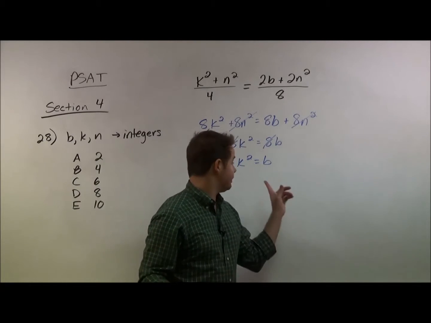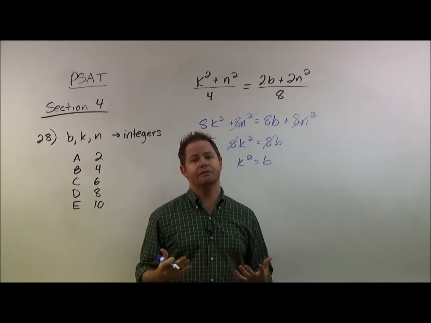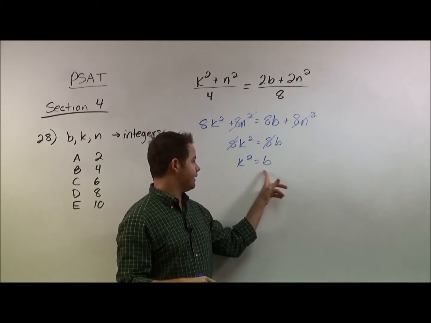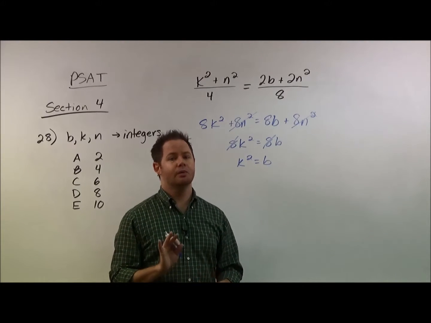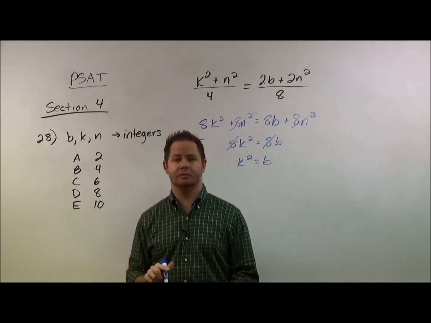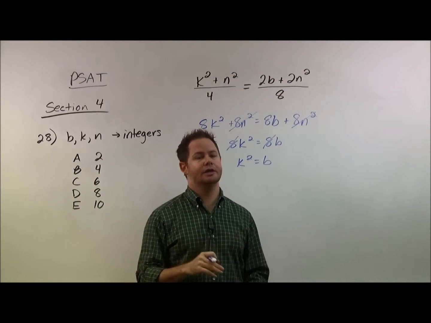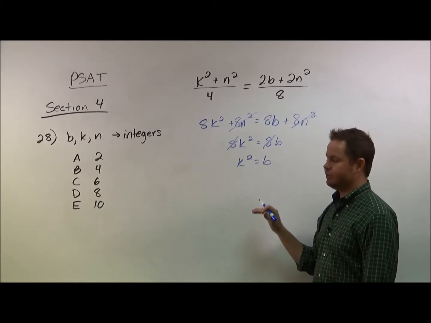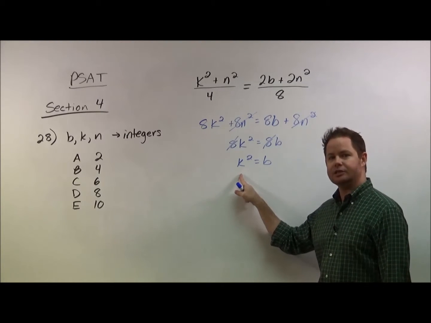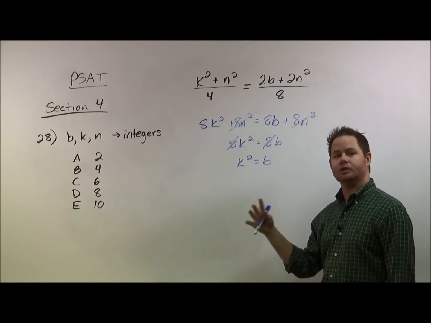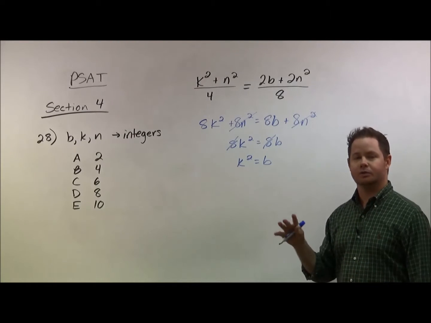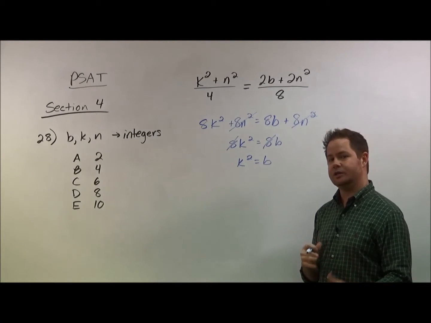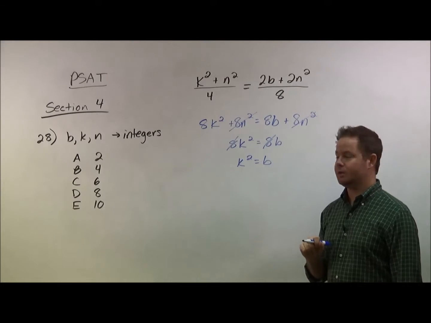Now we have two variables, and we have no way of knowing what the value of either of those variables would be. But we do know, because of what they told us at the beginning, that b, k, and n are integers. So basically, what we're looking for here, for the possible value of b, we know that it's an integer squared. It could be 1 squared, 2 squared, 3 squared, 4 squared, 5 squared. We don't know what that integer is, but we know b is a perfect square.